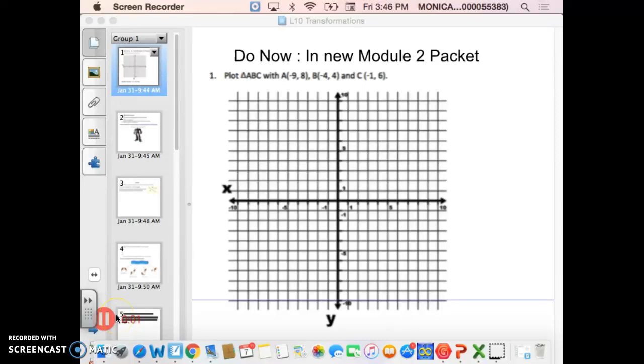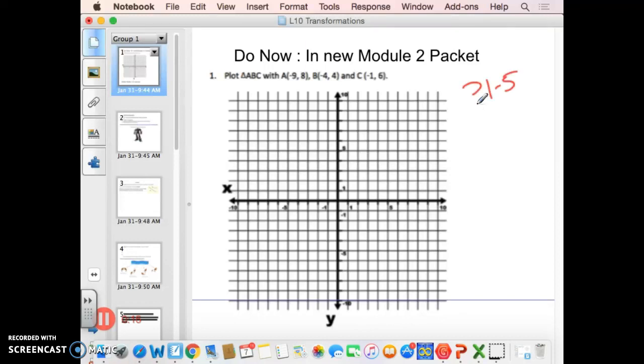All right, and welcome to Module 2. This is the first day of Module 2. This should be Lesson L10, and we're going to be completing pages 1 through 5 in your packet. One thing I want you to note is that the first couple of pages are actually an exploratory activity, so you have to read what it says and work through it.